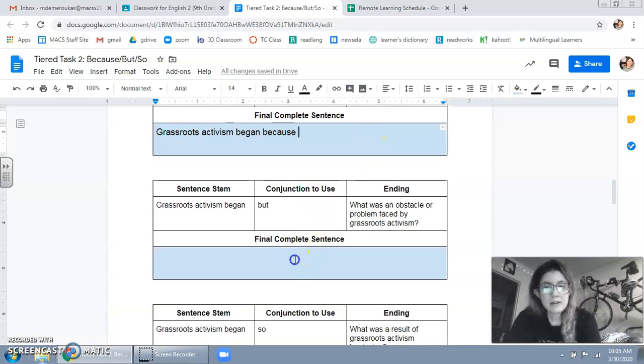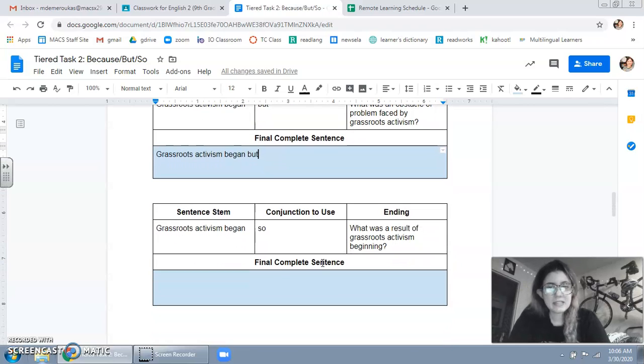In this one, it's but. So I need to think of something that was in the way, or an obstacle, or a problem, right? What was an obstacle or problem faced by grassroots activism? So I would start, grassroots activism began, but what was in the way? What was a problem? Okay?